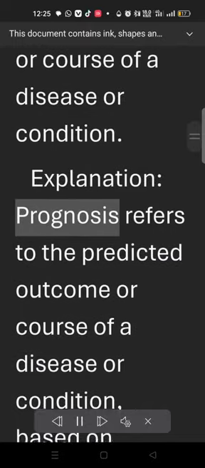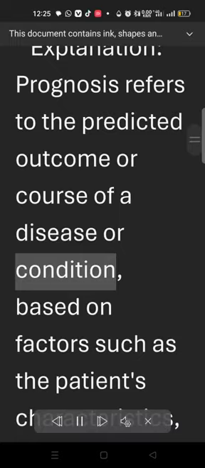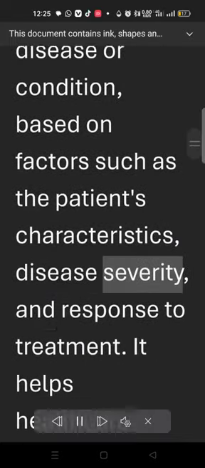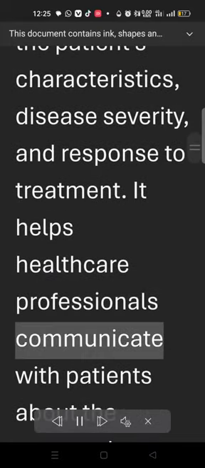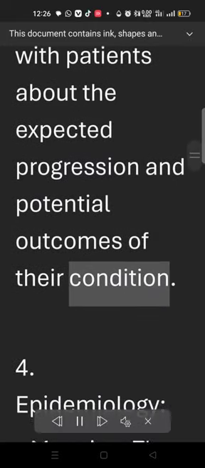Explanation: prognosis refers to the predicted outcome or course of a disease or condition based on factors such as the patient's characteristics, disease severity, and response to treatment. It helps healthcare professionals communicate with patients about the expected progression and potential outcomes of their condition.